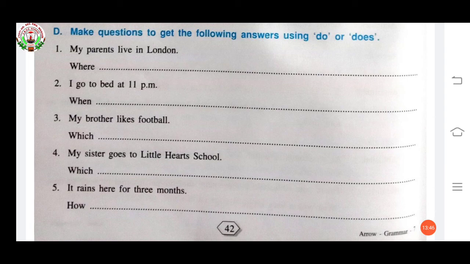Second, I go to bed at 11 p.m. When do you go to bed? Question mark. When do you go to bed?